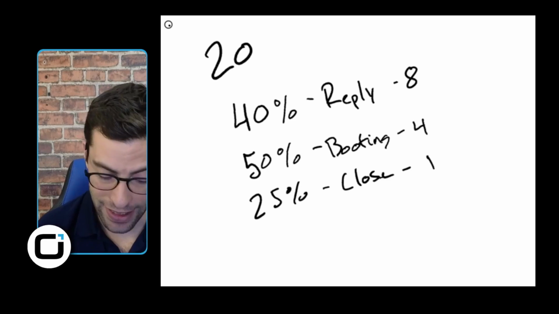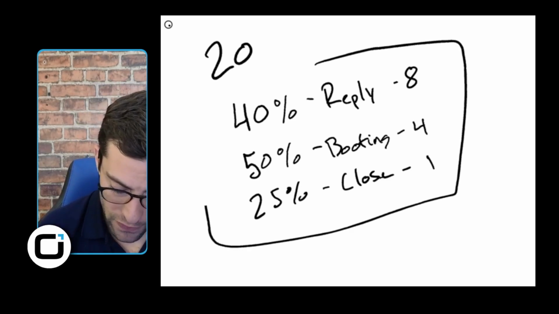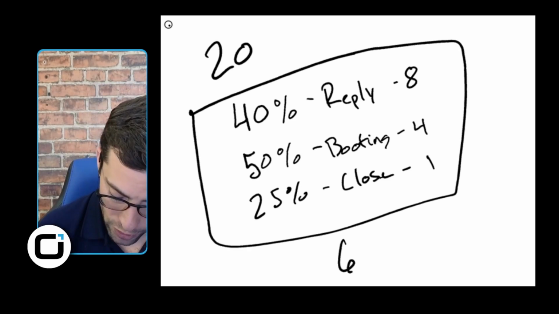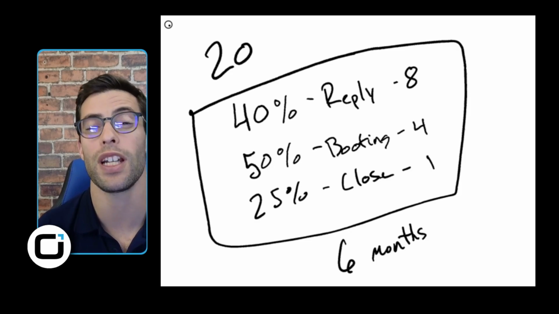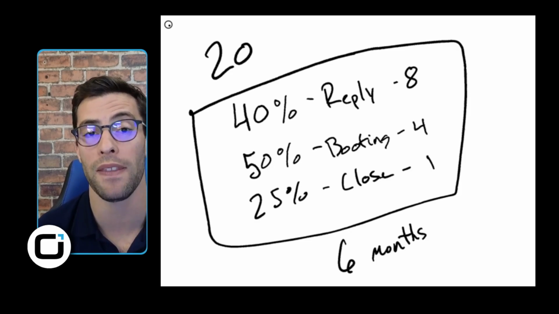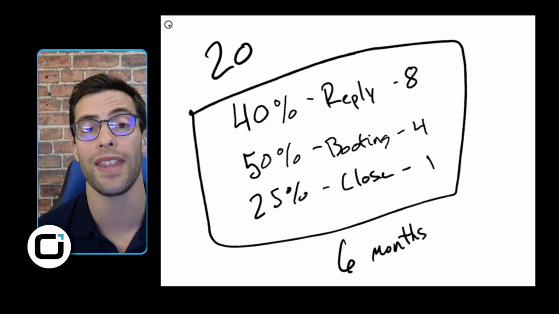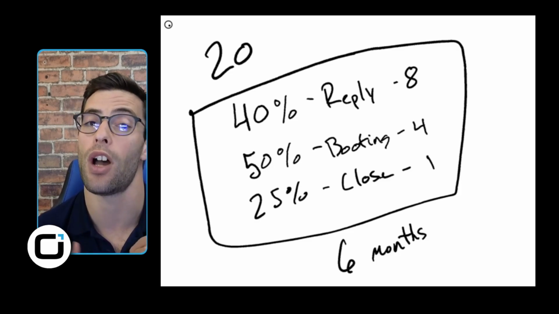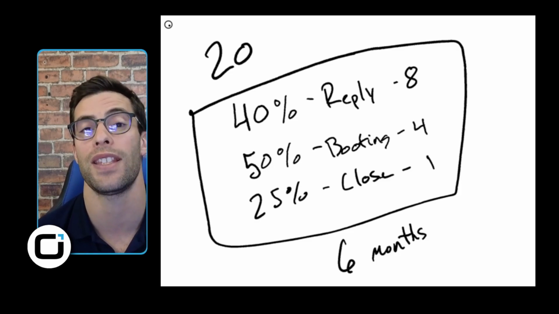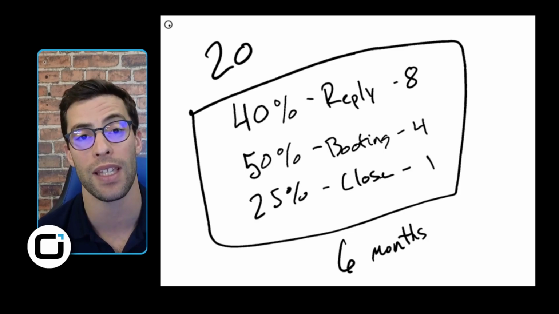Now, the key to this is all of this is actually just over the first 6 months. So if you reach out to 20 prospects in 1 month, these are the types of conversion results you can expect over the next 6 months. Now, what's awesome is there's something that we call the tailwind, and that is the following 6 months.